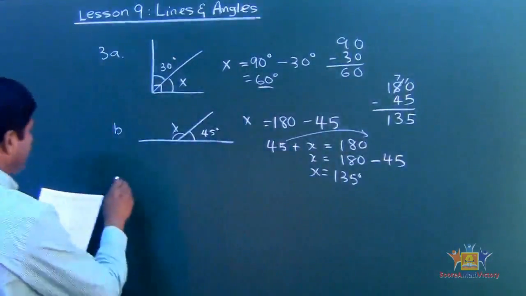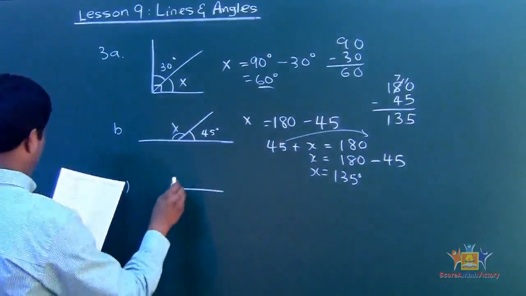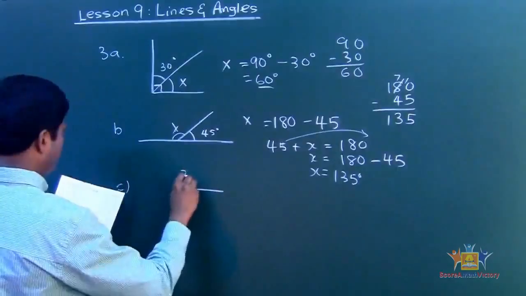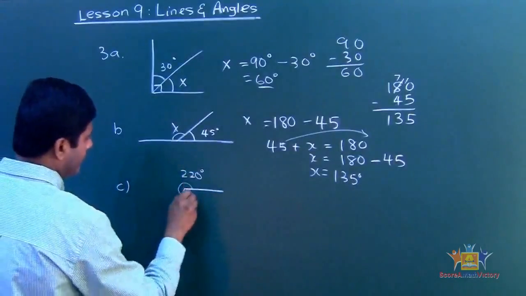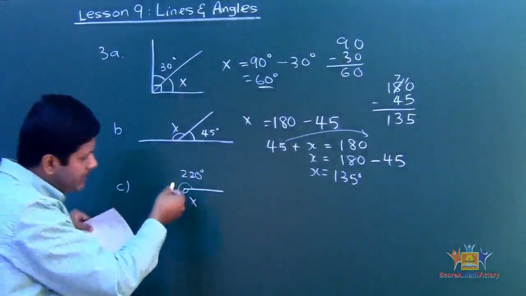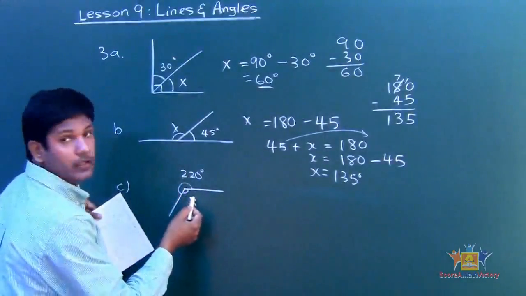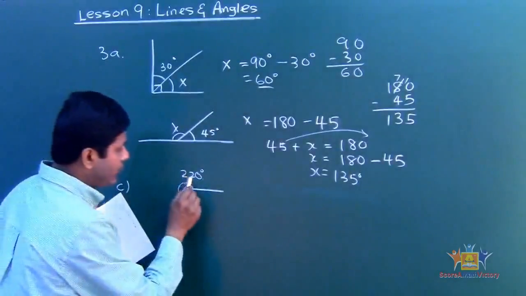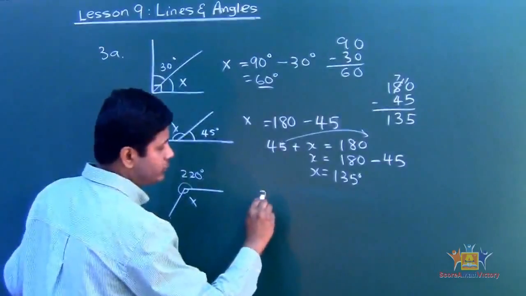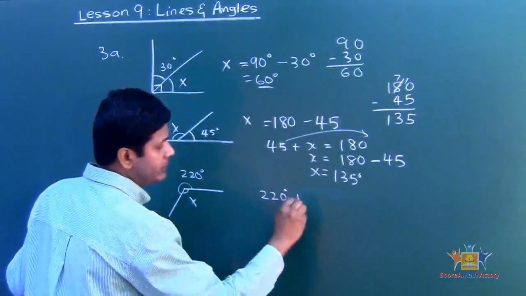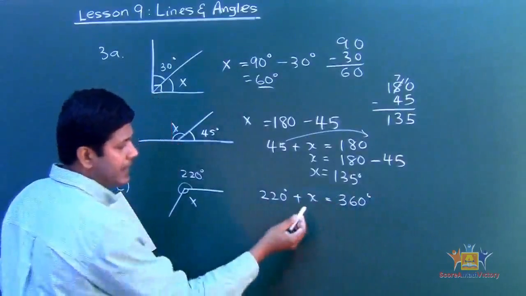Alright, let's look at C. Now C, you're given, this one is 220 degrees, and I want to find this one right there. Look at that. That's a complete circle. Alright, so you know this total angle is what? 360. That means 220 plus x should equal 360. So 220 degrees plus x equals 360 degrees. And you're looking for x.